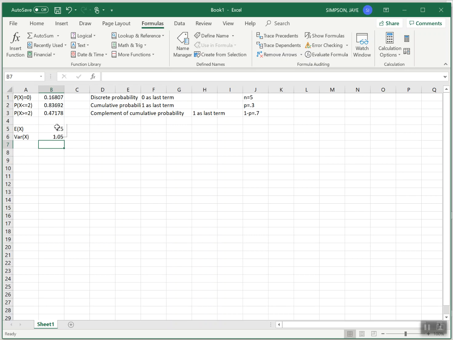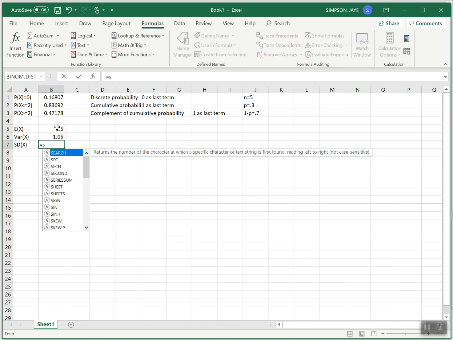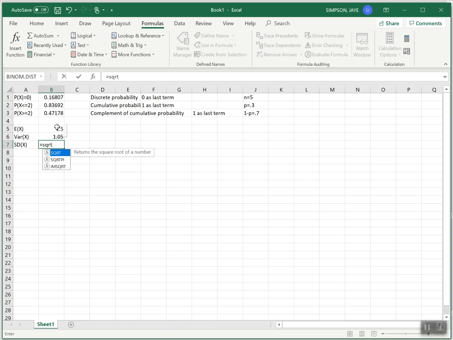So I get 1.05. And then the standard deviation of x is simply the square root of that value. So square root is SQRT. So the square root of this value here in the variance, and I get 1.02 adults.